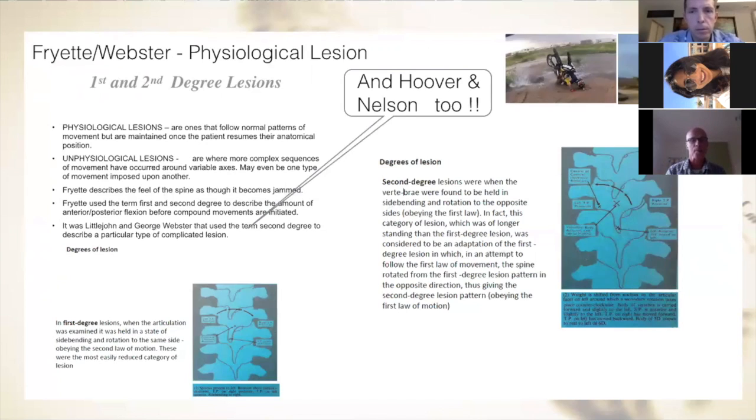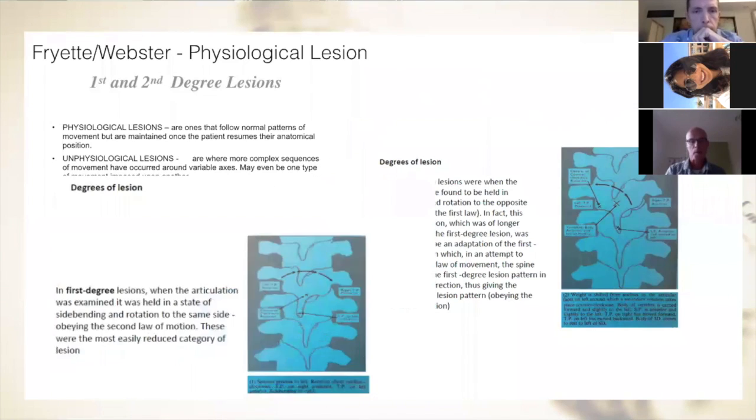So we have these physiological lesions that we represent as normal patterns, and then we have these unphysiological ones, which are components where there's quite often extreme movements. We talk about first degree and second degree lesions, rather than primary and secondary lesions, to explain this mechanical factor. So let's zoom in on one of those.